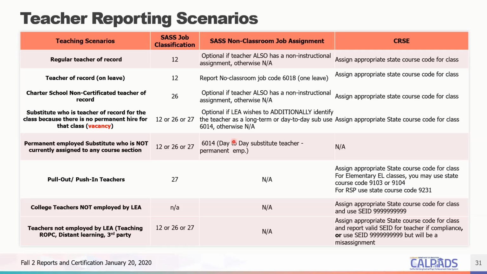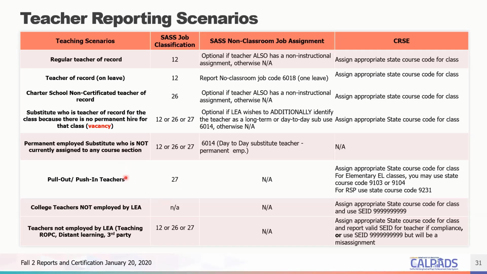Okay. And then of course you have your pull-out push-in teachers. These are your teachers who could be PE, EL services classes, your RSP teachers. You report them with a 27 and then assign them to the specific class with a specific state course code. It could be a PE class. And then for EL services, you assign them to a class with a state course code of 9103 or 4. And then for RSP, you assign them to a class with state course code 9231.